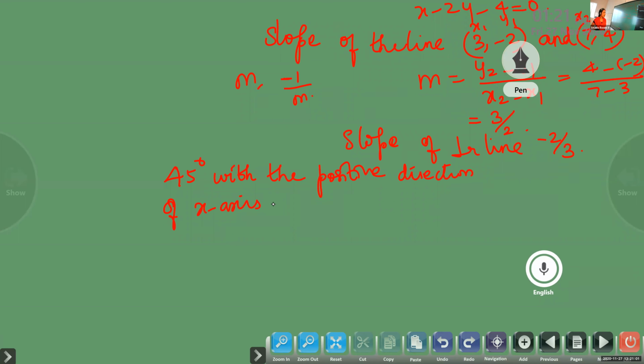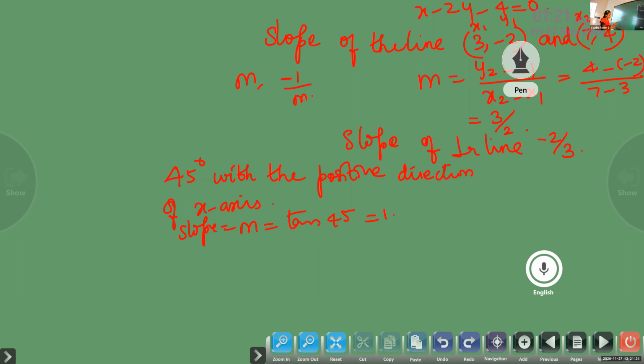So it is the angle. The angle made with the x-axis is 45 degrees, so the slope will be tan 45, which is 1. The angle is given, you take tan of that value. Tan 45 is 1.